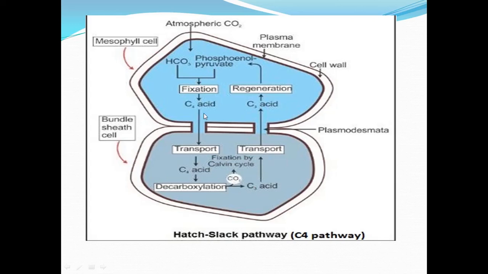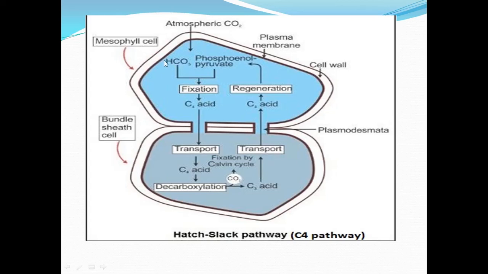Now, this is the representation of the C4 pathway. This is the mesophyll cell, this is the bundle sheath cell. The C4 cycle is completed in four basic steps. The first step is fixation, then decarboxylation, then fixation of carbon dioxide by the Calvin cycle, and regeneration. Now, atmospheric carbon dioxide gets dissolved in the cytoplasm of the mesophyll cells as bicarbonate ions, HCO3.